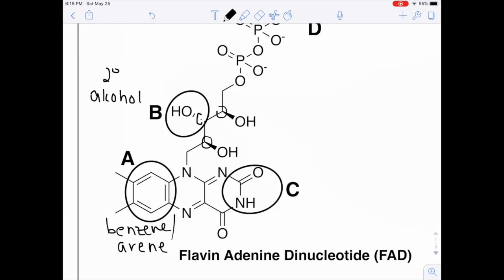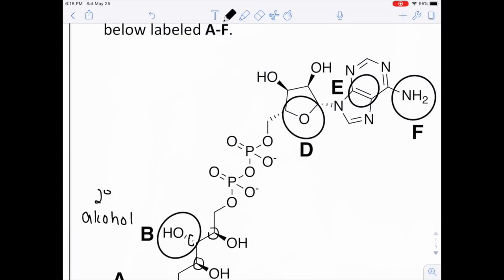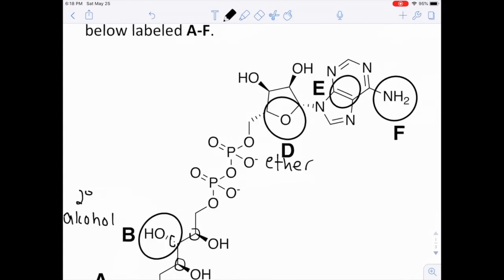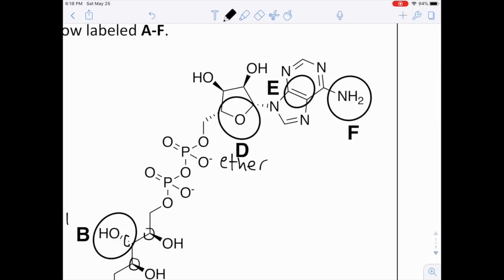In C, we have a carbon-oxygen double bond called a carbonyl, and directly adjacent to that is a nitrogen. So this is called an amide. Okay? Then we move to D. So D is a carbon-oxygen single bond with another carbon-oxygen single bond. So this is called an ether. Okay? In E, we have a carbon-carbon double bond. So that's called an alkene. And alkenes are going to be the first functional group that we look at their reactivity, starting in Chapter 6. And then F is just a nitrogen to carbon single bond. So this is called an amine.